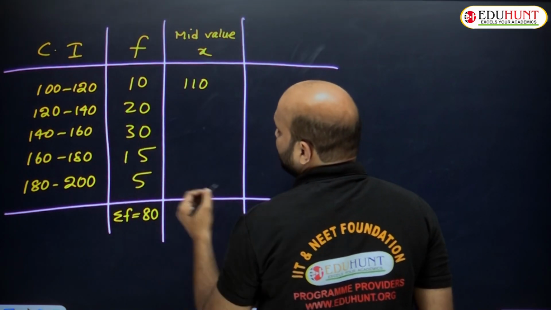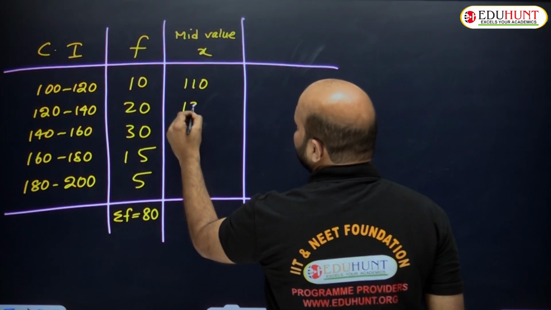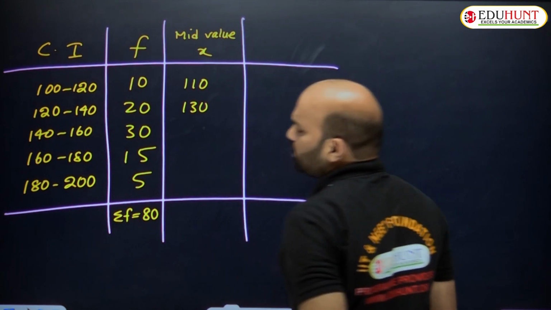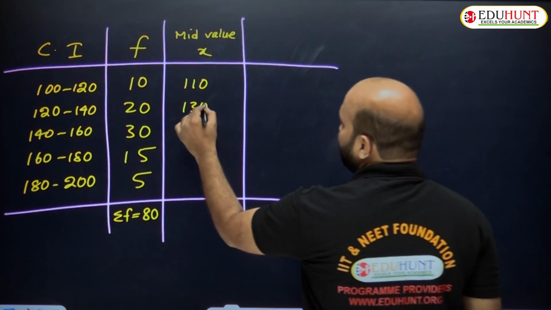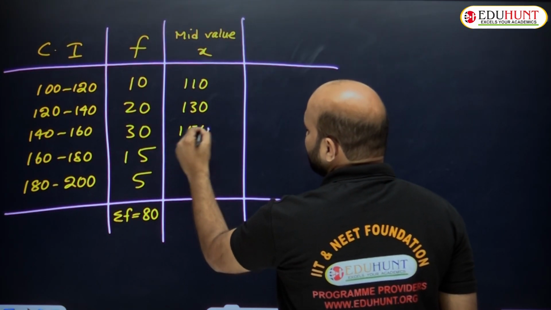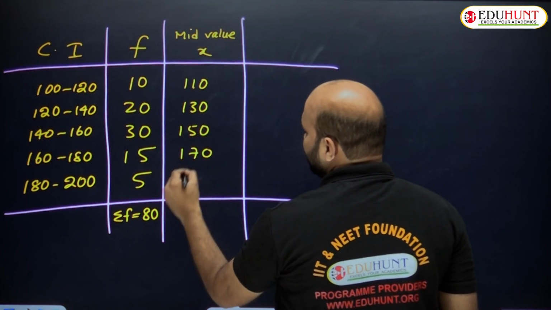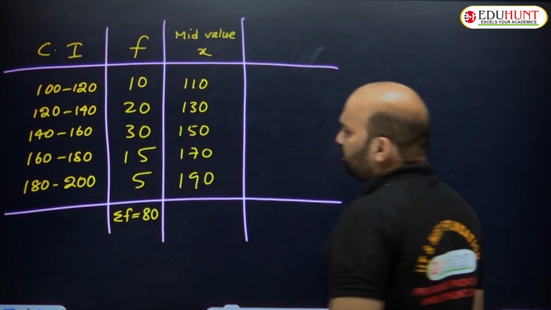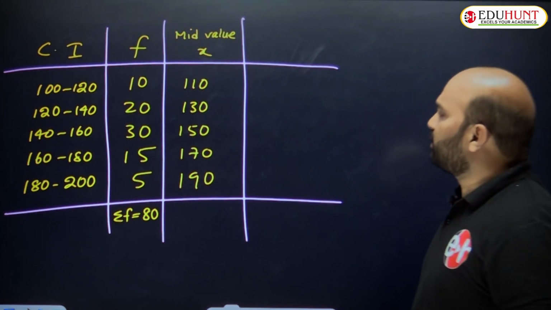Next one, 120 plus 140. What is the middle value? 130. So total 260 by 2, 130. Next one. So there is a 20 difference. The remaining also follow a 20 difference in the mid values. Next one 150. Next one 170. Next one 190. Okay. So those are the mid values x.